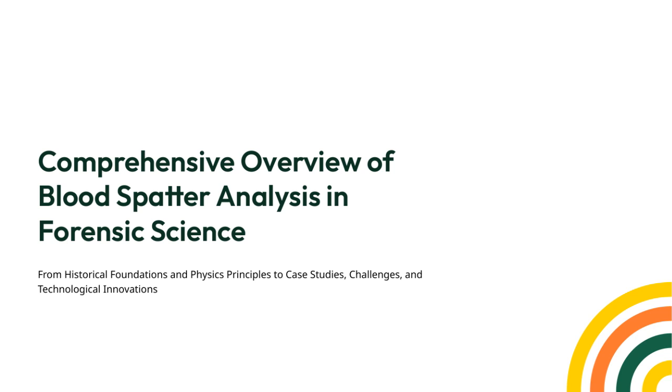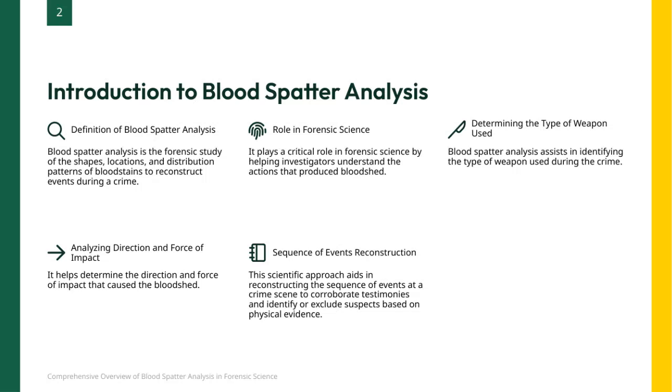in solving crimes. Blood spatter analysis is a specialized area within forensic science that focuses on studying bloodstains, looking closely at their shapes, where they're located, and how they're distributed. By examining these patterns, we can piece together what happened during a crime. This analysis plays a vital role in helping investigators make sense of the events that caused the bloodshed.